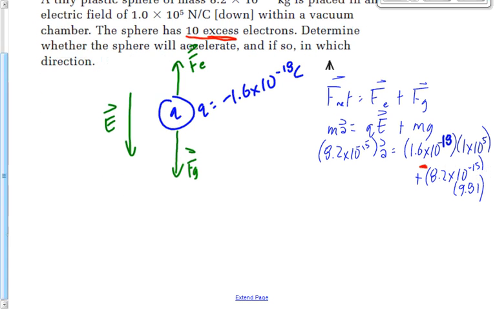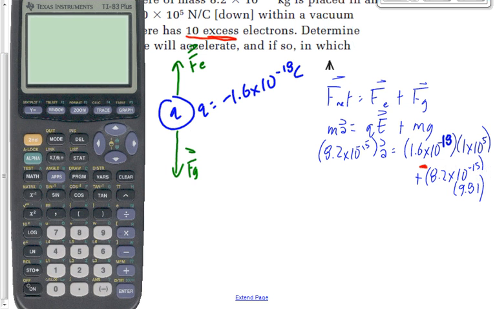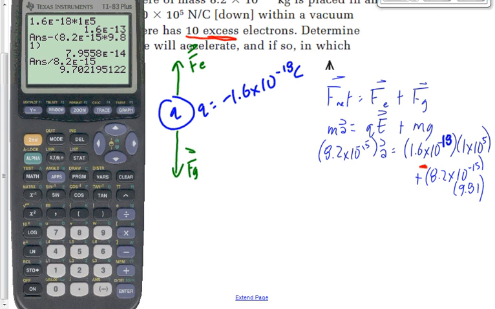Let's calculate this now. We're going to say 1.6 times 10 to the minus 18. We're going to multiply that by 1 times 10 to the 5. That gives my electric force. Now let's subtract from that gravity, because gravity is a negative value since it acts down. Brackets 8.2 times 10 to the minus 15. Multiply that by 9.81. Now we get the right-hand side. Now let's divide by 8.2 to get the acceleration. 9.7.